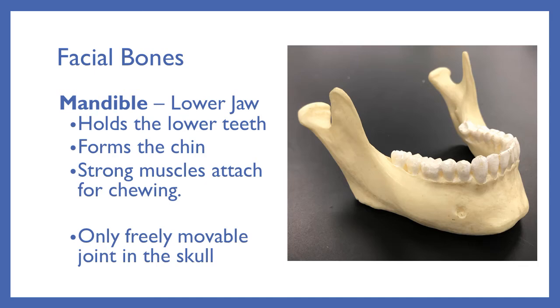One of the most important bones for talking and eating and everything is your mandible. Your mandible is your lower jaw. This picture gives us a good idea. It's all of those teeth on the bottom and the connection up to your skull. The mandible holds the lower teeth, it forms your chin, and strong muscles attached to it allow for chewing.